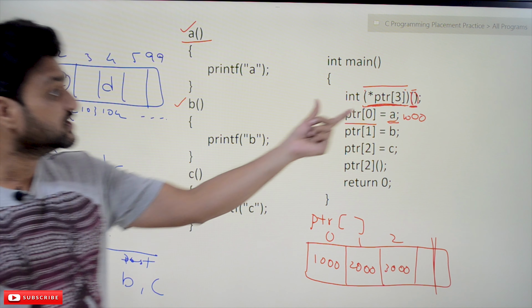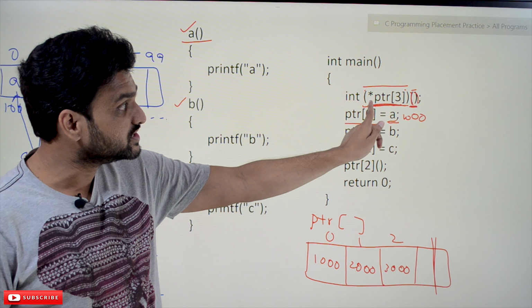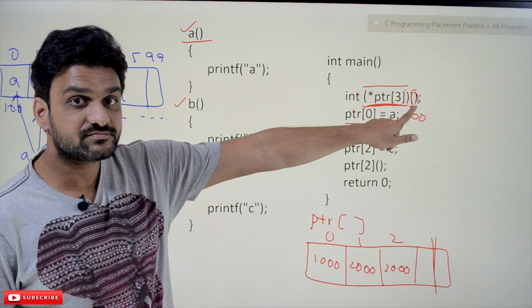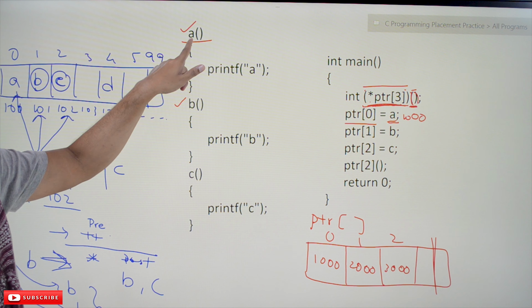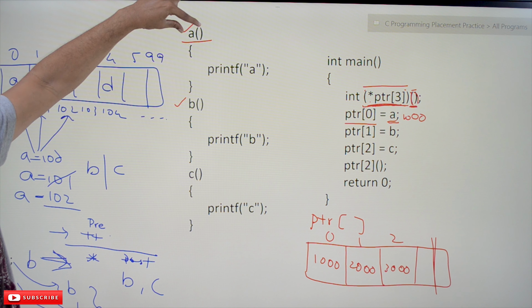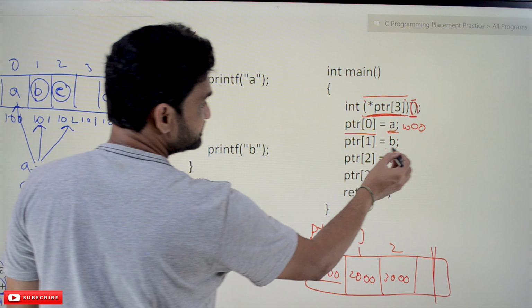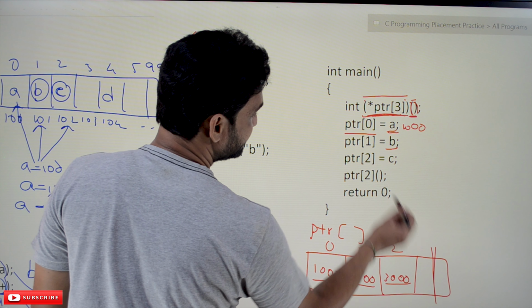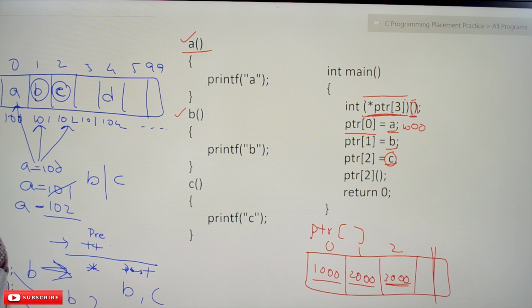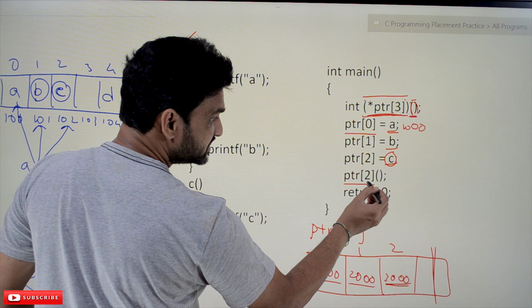Yes, it is possible. This entire meaning states that ptr is an array of pointers which point to a function, so it is pointing to this function. Here this address is legal to store. ptr of 1 has 2000, and ptr of 2 has the address of C, which is 3000. And here ptr of 2 followed by brackets means this is a function call.